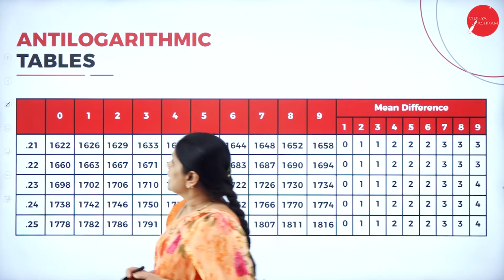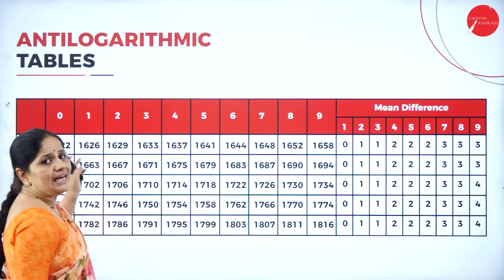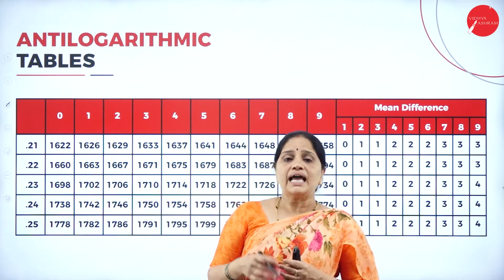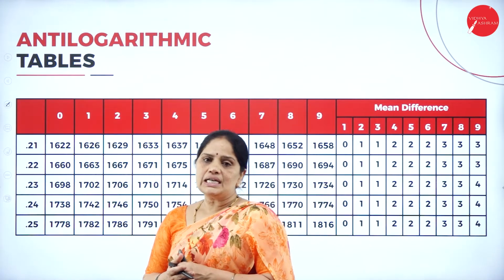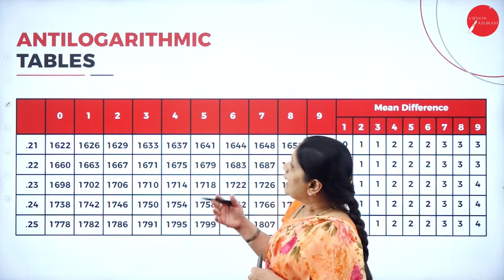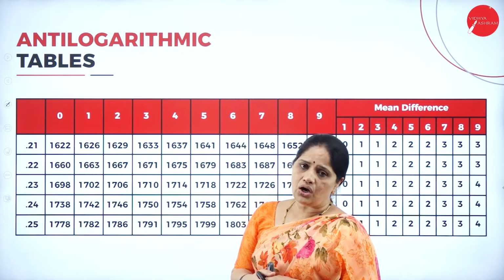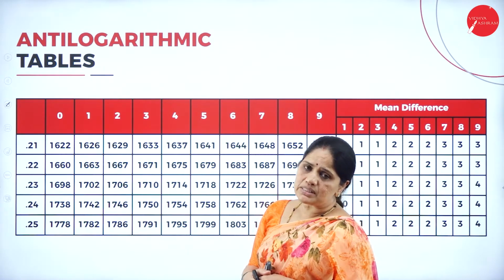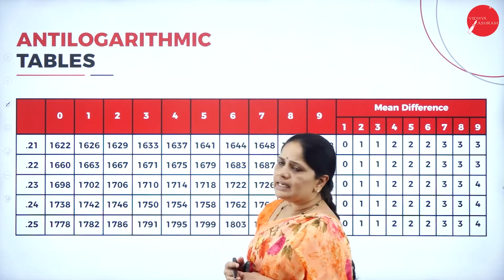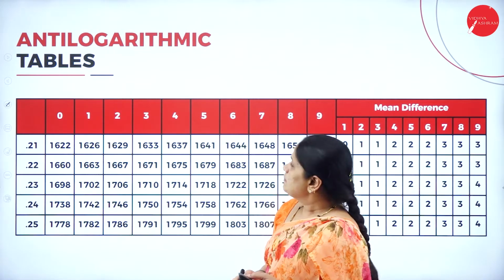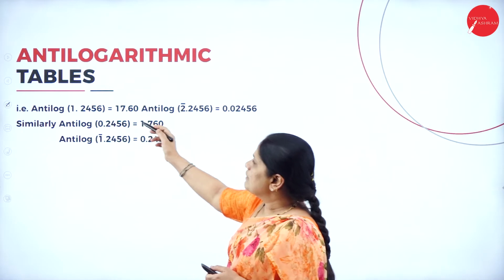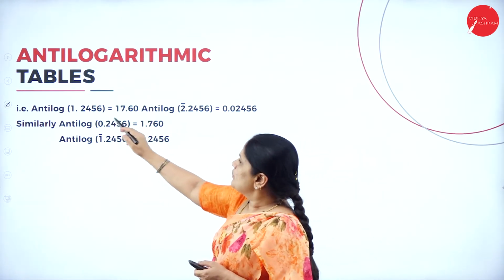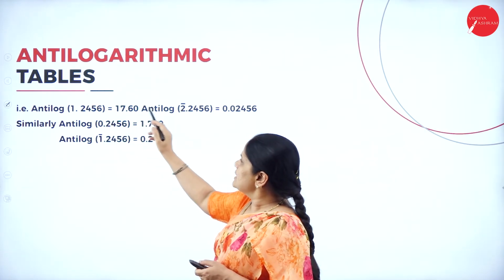Now here if you can see, we have the anti-logarithm. Once you find the logarithm values, then to convert it into the original number again, we have to find the anti-logarithm of the log. With the help of anti-logarithm tables, we will be able to calculate the values. Now suppose, anti-log of 1.2456.